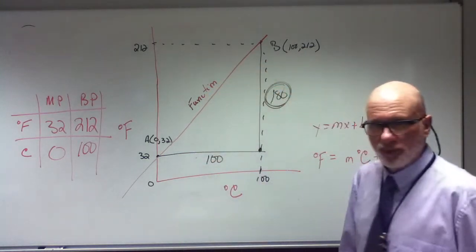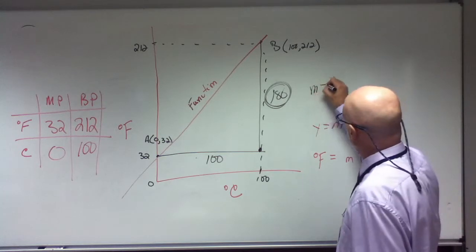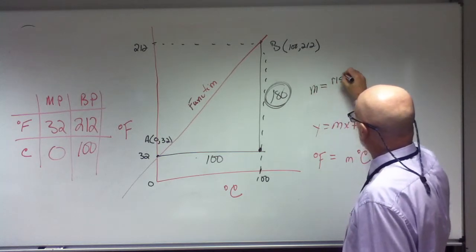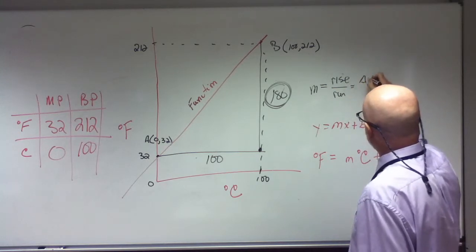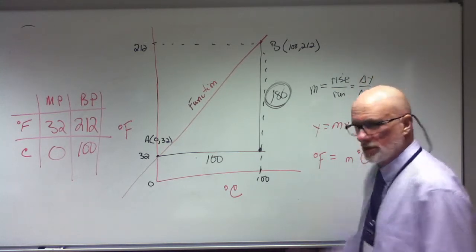How do I do slope? M equals rise over run, which is the same thing as what? Change in y over change in x, correct?